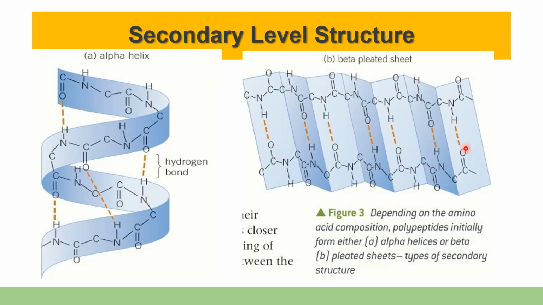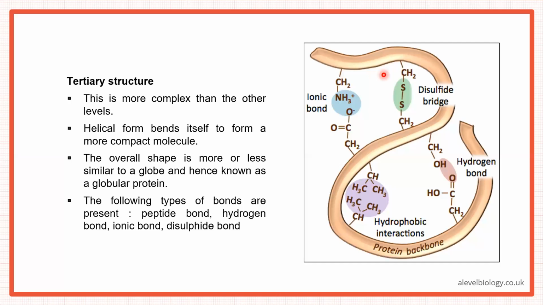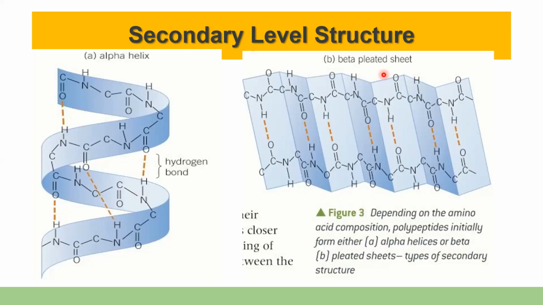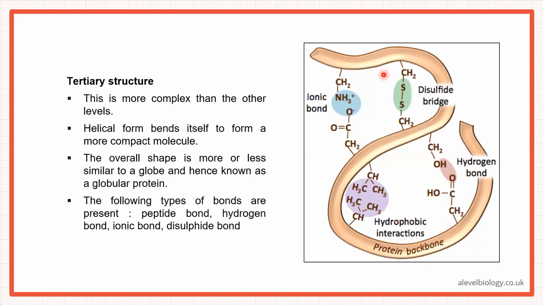Okay. So these are the two forms of a secondary structure: alpha helix or beta pleated sheets. Clear with these two? Okay then. Tertiary structure, we are saying that it becomes more complex. Again, what is the reason? Now we have more bonds there.